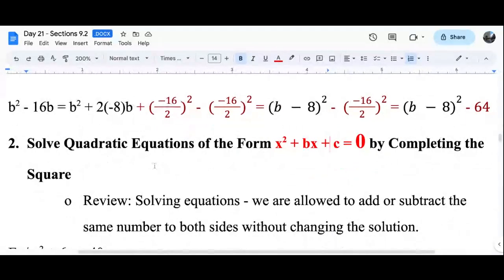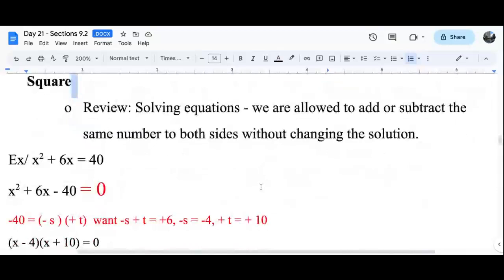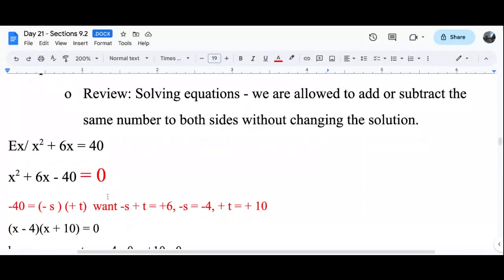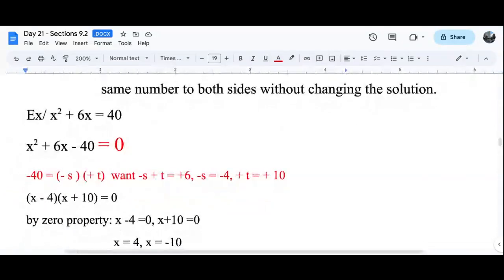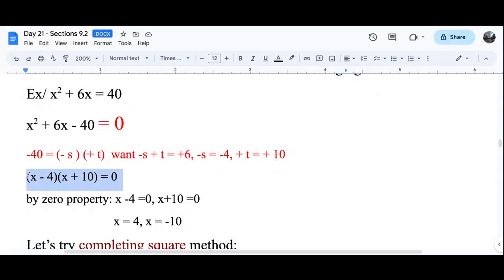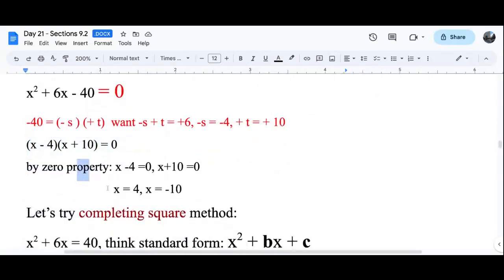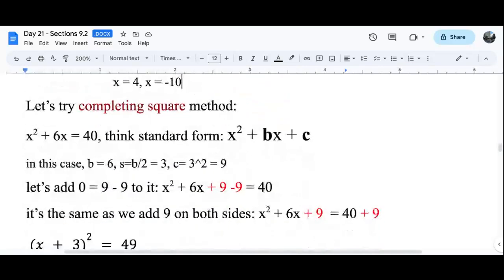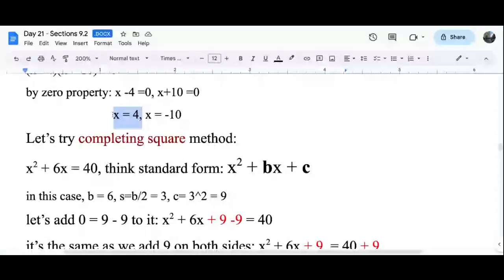Let's see the second part. Solve quadratic equations of this form, equals 0 now, by completing the square. So we have x squared plus 6x equals 40. Before, we could do it by putting it in factored form. Then we factor like this, and using the zero property, we get 4 and negative 10 as solutions. But now let's try completing the square to see if we get the same solution, 4 and negative 10.